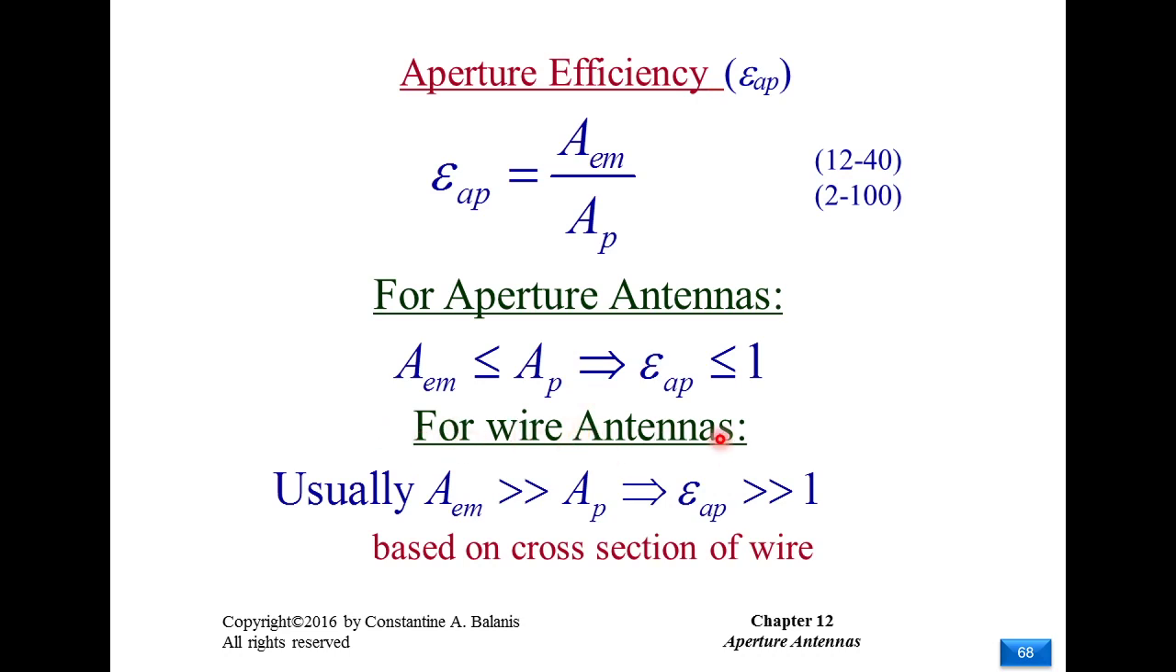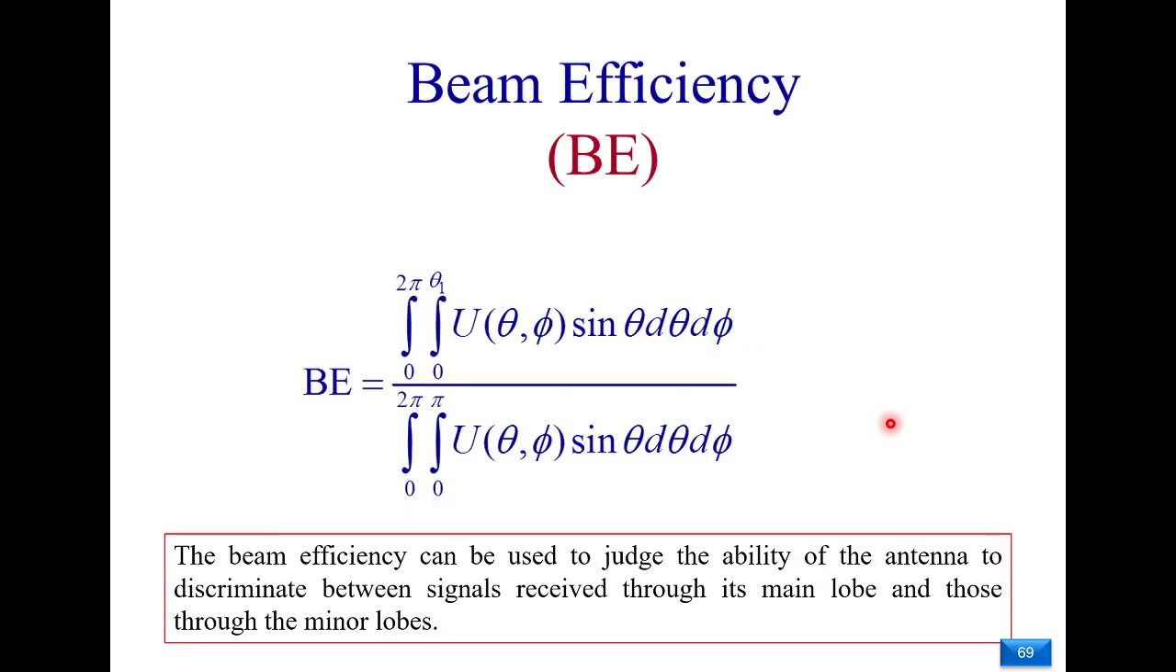So for a wire antenna, the maximum effective antenna aperture is much greater than the physical, because the physical is based on the cross section of the wire, which is very thin. So the aperture efficiency is much greater than 1. So this is just studying more parameters of the antenna related to the case of aperture antennas.